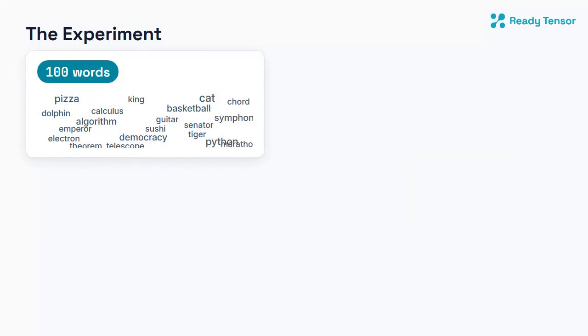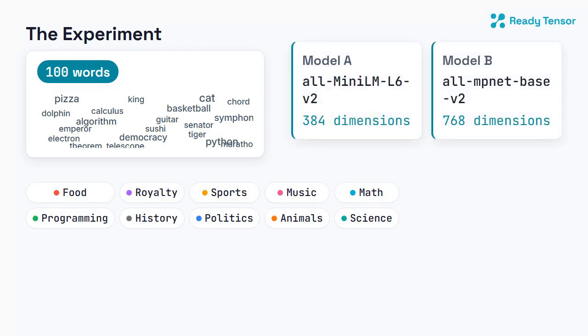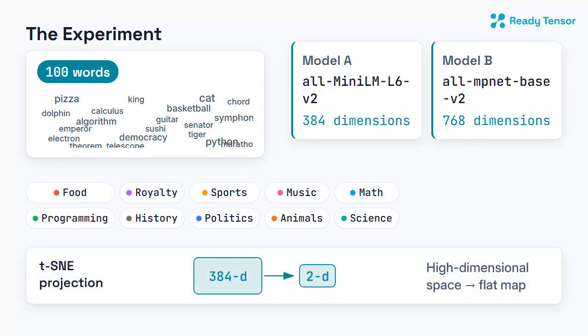Let's see this in action. We've set up a real experiment. We picked 100 words across 10 categories: food, animals, sports, music, science, and more. Each category gets its own color so we can track where words land. Then we embedded every word using two popular word embedding models. The raw embeddings have hundreds of dimensions, way too many to visualize. So we used a dimensionality reduction technique called t-SNE to compress them down to just 2 dimensions, a flat map we can actually see.